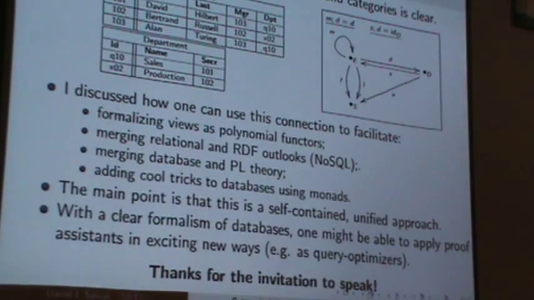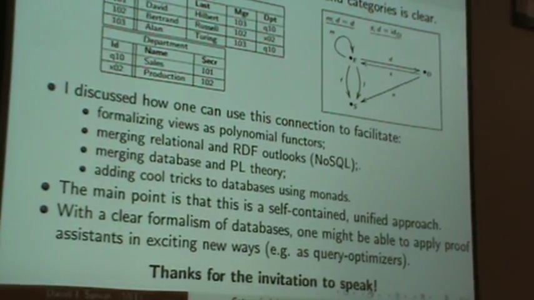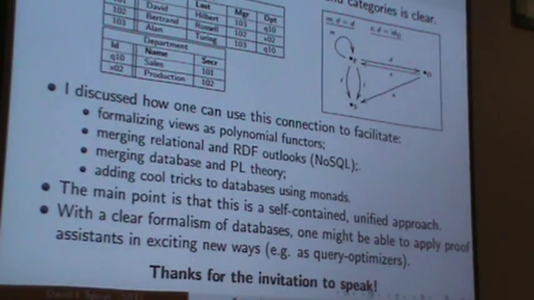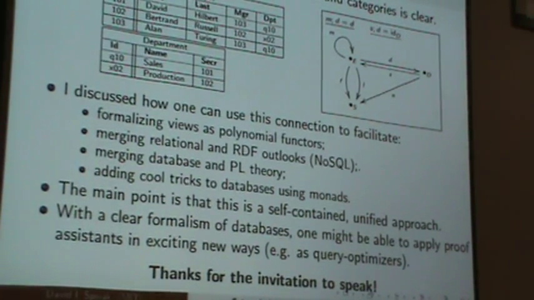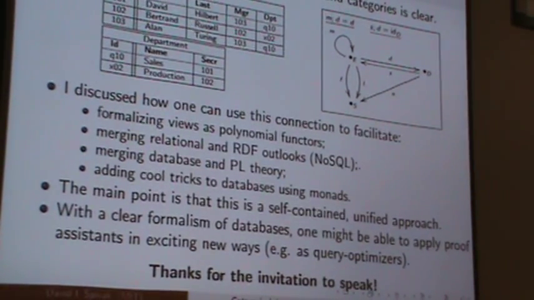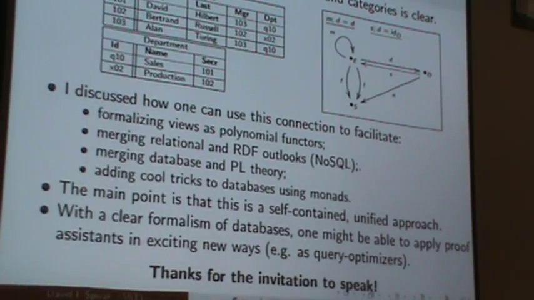That's awesome. All right. Thank you. I have one question. Since, as you mentioned, the databases, the category of database states, is a topos, that means it has exponents. It's Cartesian closed. So what do the constructions of, say, Cartesian closure look like in these database categories?